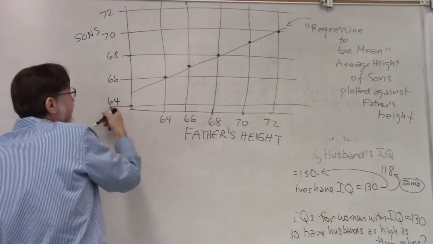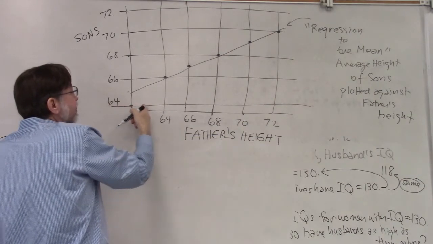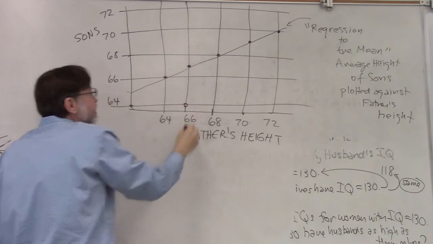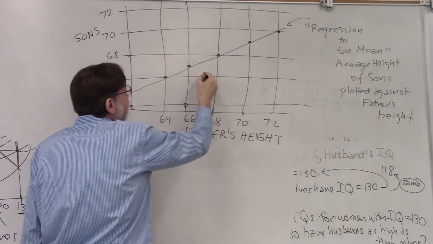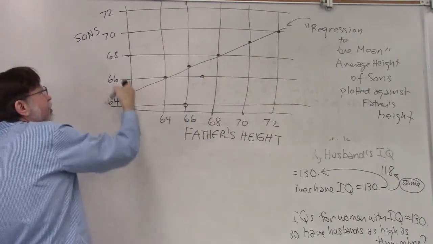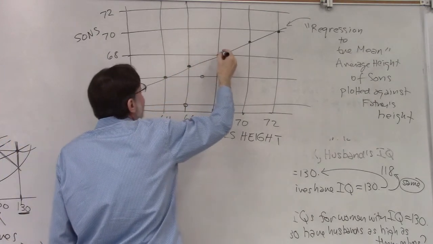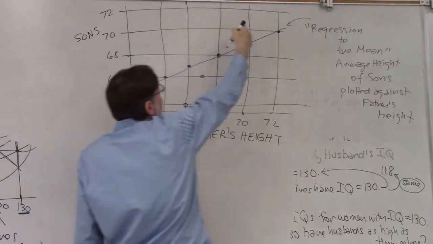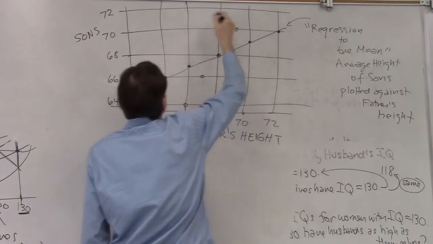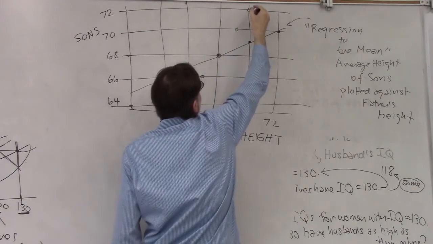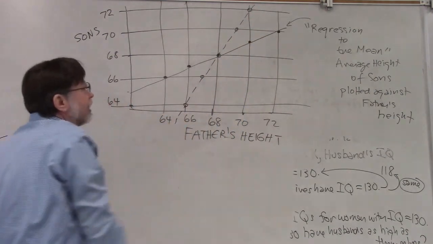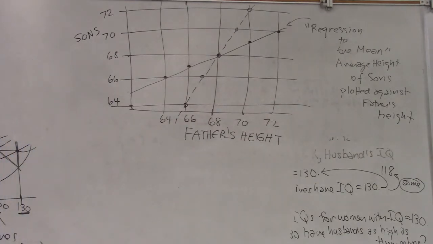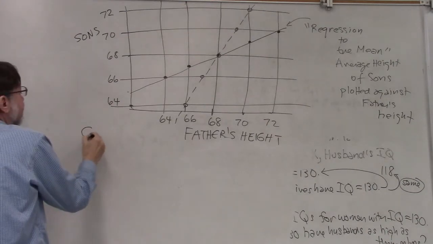Then he did it the other way, and he found that if the son is 64 inches tall, the fathers, on average, were 66 inches tall. And if the sons were 66, the fathers were 67. And if the son was 68, the father was 68. And if the sons were 70, the average father was 69. And if the sons were 72, the average father was 70. And so this line shows the average height of fathers plotted against their sons. And so there's regression to the mean going in two different directions. This is a paradox called Galton's paradox.